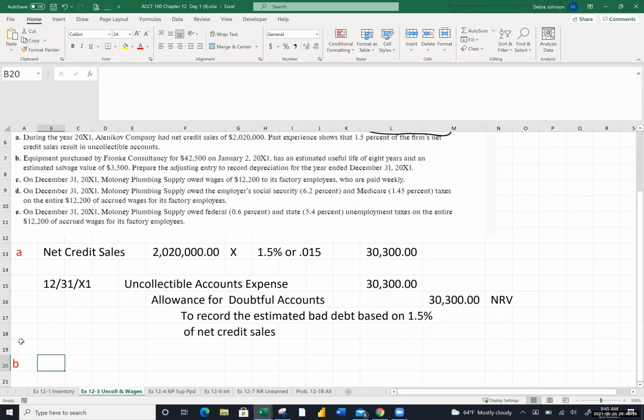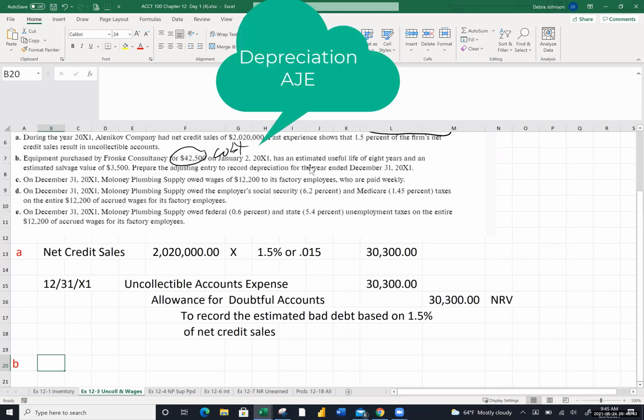All right, letter B, equipment bought by Frankie. That's my office mate, or was my office mate. He just retired. By Frankie for $42,500. So there's my cost. This year has an estimated life of 8 years. There's the life. And a salvage value of $3,500. They want you to prepare the adjusting entry.